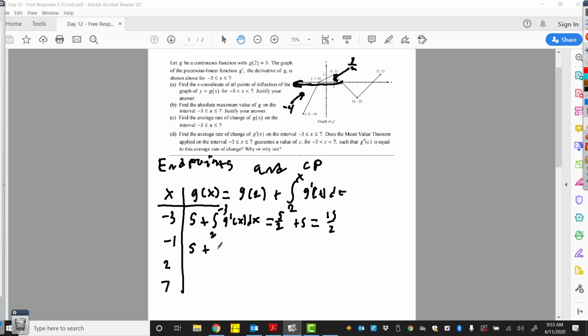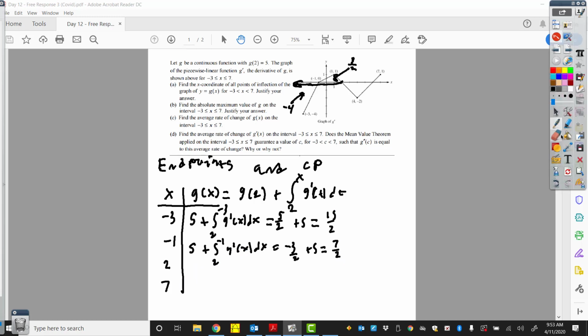So we have 5 plus the integral from 2 to -1, g prime of x dx. We already saw that from 2 to -1, that was 3/2. We found that area already. So it's -3/2, because we have to do the opposite sign because we're still going to the left, plus 5. So that gives us 7/2. It's definitely not going to be the max because that one's bigger. Moving on, I'm running out of space. Let me try and give myself a little bit more space here.